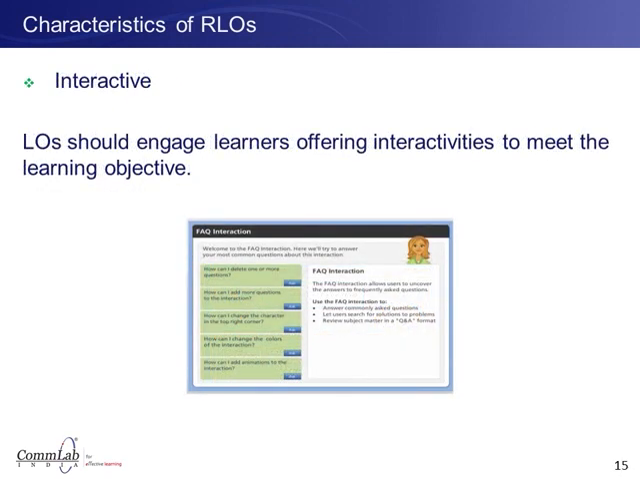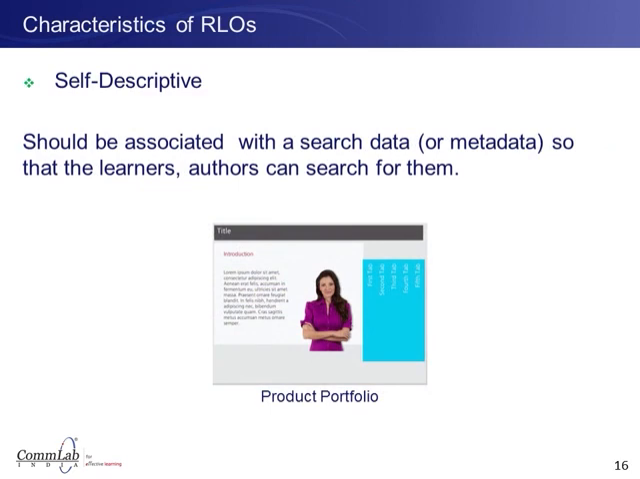And of course, keeping in view the best learning design principles, one of the essential characteristics of an RLO is that it has to be interactive. RLOs should engage learners by offering interactivities to meet the learning objectives. Another aspect of the RLO is that it should be self-descriptive. It should be associated with the search data or metadata, so that learners and authors can search for them in the central repository.